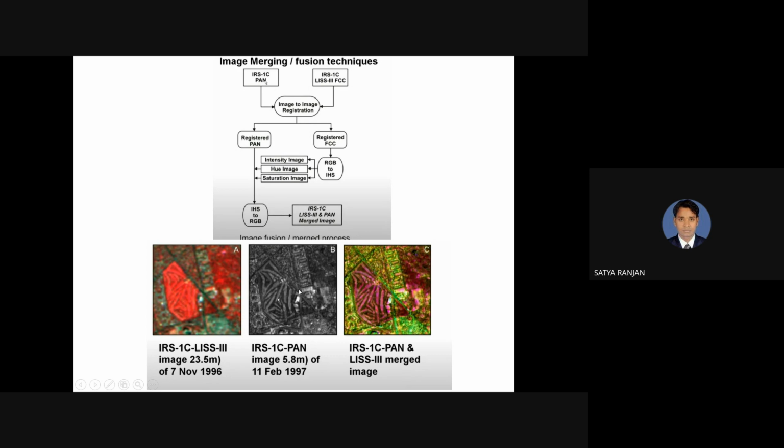So if I want to get the color with high resolution, then we have to go through the fusion technique, and finally the LISS-3 merged image is there. But in this technique we have to use the same area data so that we get the image correctly, otherwise it gives a false area.